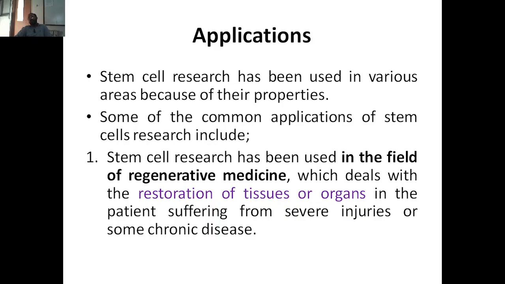First one is that stem cell research has been used in the field of regenerative medicine. What do you mean by regenerative medicine? Regenerative medicine is regenerating with the help of already existing things. For example, stem cells are already naturally existing, and you are using them to build or treat damaged cells. That's why it is called regenerative medicine. The field of regenerative medicine deals with the restoration of tissues or organs in patients suffering from severe injuries or some chronic diseases.